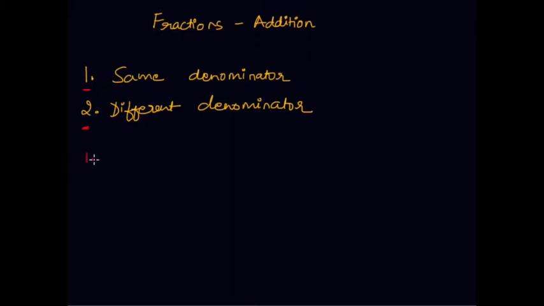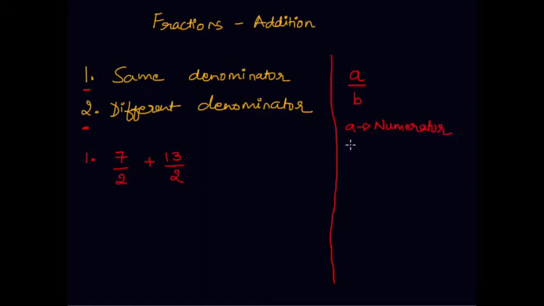So the first one with same denominators, it's really simple. So let's just take a look at one example. So let's do 7 by 2 plus 13 by 2. I hope you guys know what numerators and denominators are. If not, let's just take a quick look at it. So suppose you have a divided by b, or a by b as some people say. In this case, a is the numerator and b is the denominator.